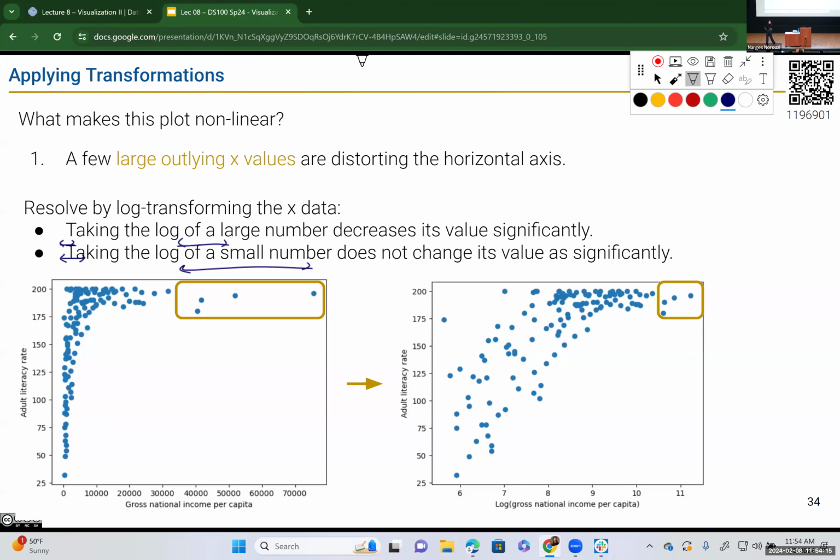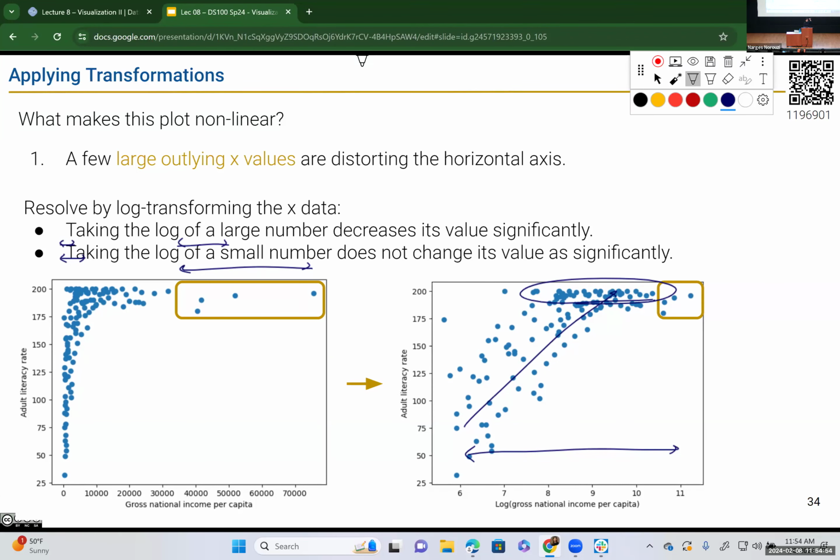I'll take a log of these values. Log of these large values is going to significantly reduce those values, and log of the small values is not going to change those values that much. That's why the scale is going to be a little bit closer to each other. So that fixes that issue. I have a kind of uniform distribution of the data points across the X-axis, so I can directly say that there is this linear relationship that I can define between X and Y. But the issue of having this set of large values up here still exists.